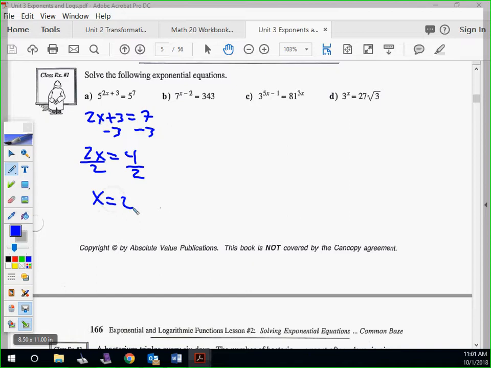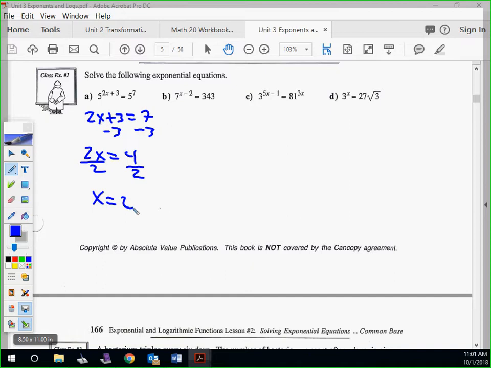Now, this is no different than any other algebra, guys. You can plug this in, and you should get the same value. So, for example, we know this is 5 to the 7. 5 to the 7 is a pretty big number. You don't really need to calculate that. But if I put 2 in, what's 2 times 2? 4 plus 3, 7. 5 to the 7 equals 5 to the 7, right? So you're just checking your work like normal with algebra if you plug the 2 in.